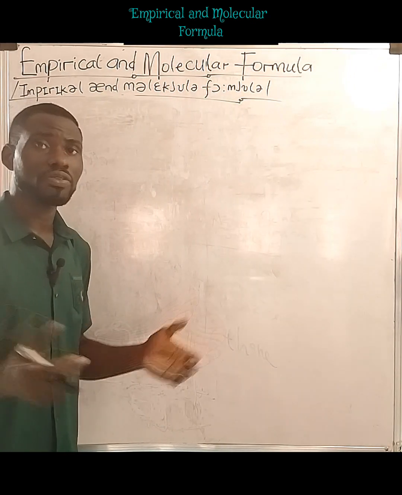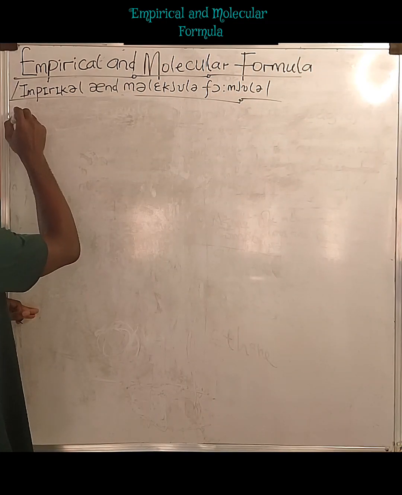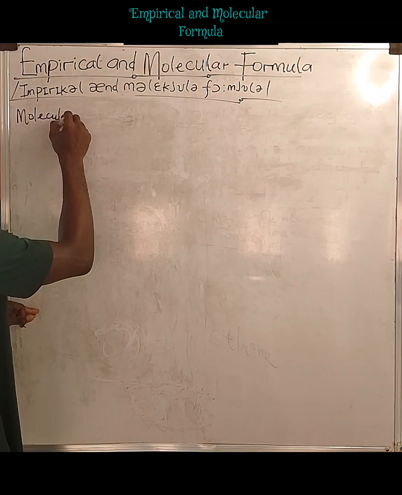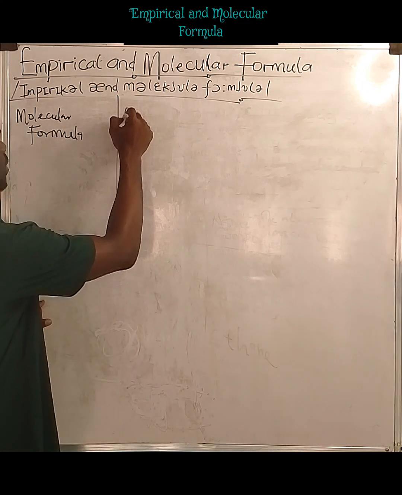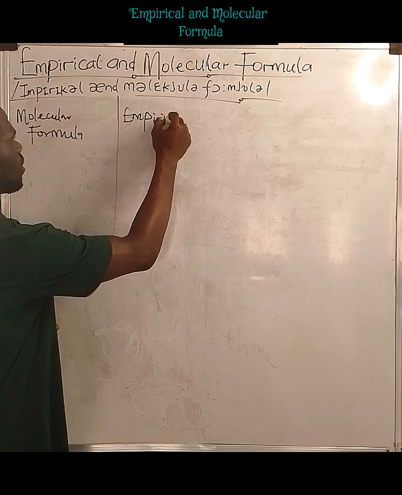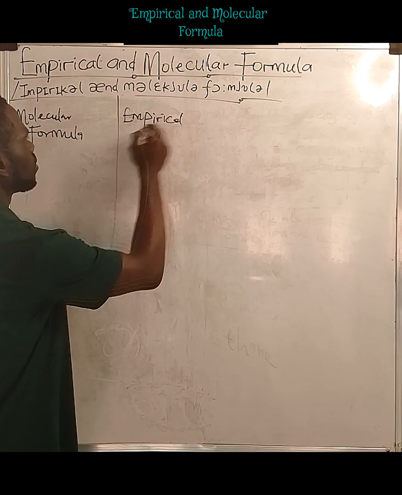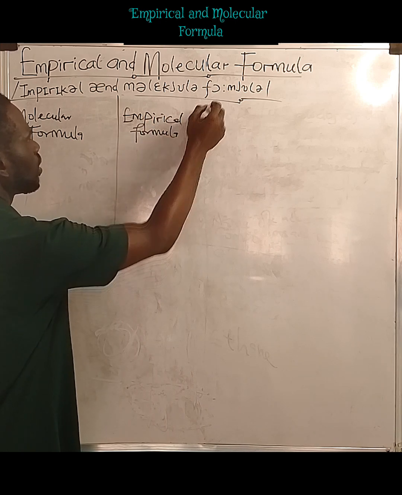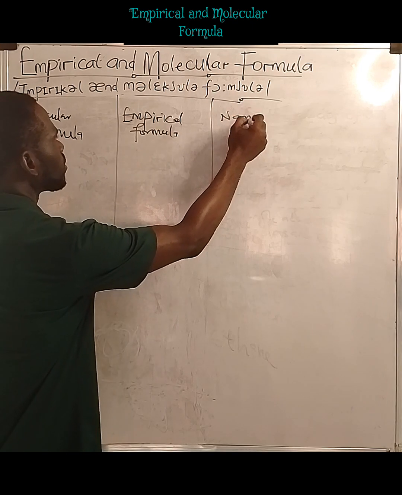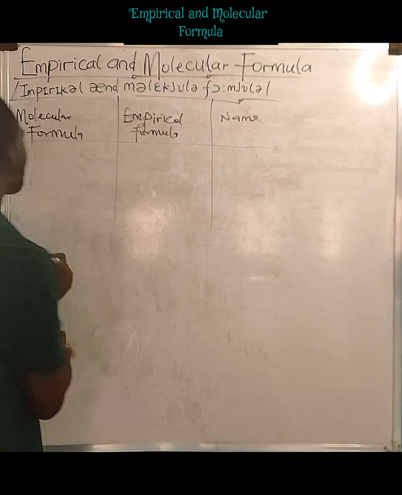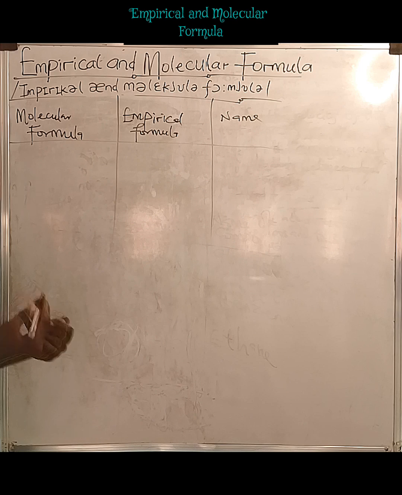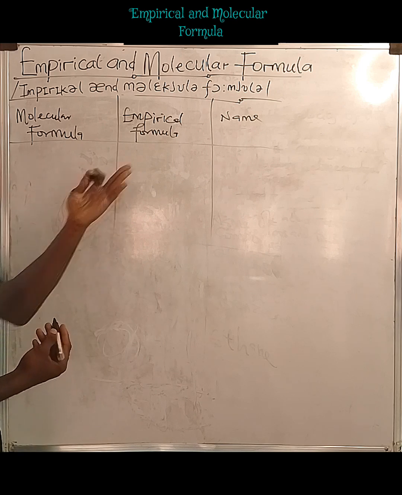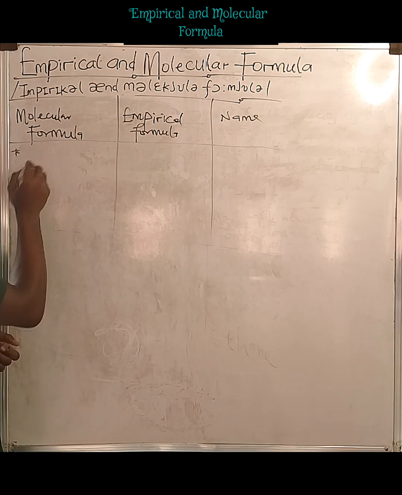So let's quickly see a couple of differences between them. We'll talk about molecular formula, for example. Right here we have molecular formula. Right here we have empirical formula. And here we have the name of the compound we are discussing. So for example, we're going to be looking at a couple of chemical compounds and then we'll talk about the major differences between the molecular formula and empirical formula.